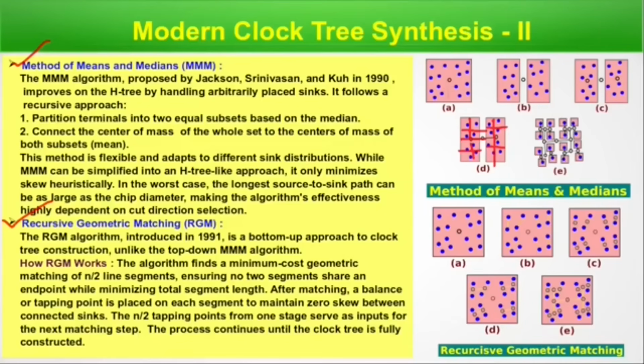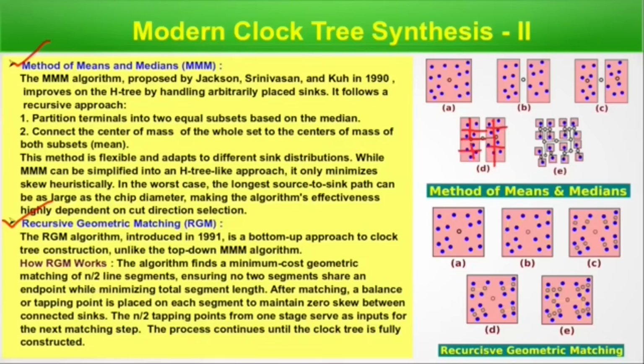So here, the clock tree structure starts from any two adjacent sinks, opposite to the median approach. Here the algorithm is a little bit different: the algorithm finds a minimum cost geometric matching of n by 2 line segments, ensuring no two segments share an endpoint while minimizing total segment length. After matching, a balance or tapping point is placed on each segment to maintain zero skew.